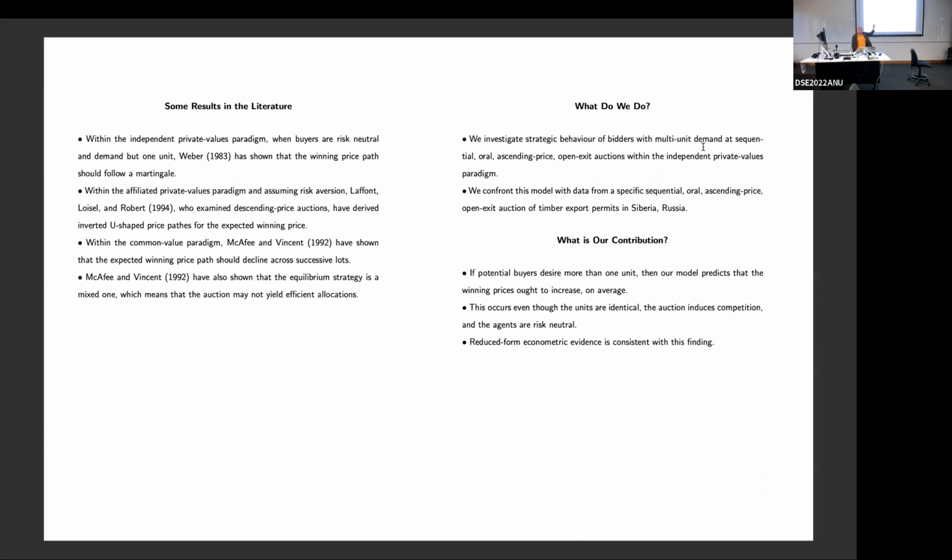If you want to get any shape, then Lafonoiselle and Robert put some affiliation in, and then they got a U-shaped curve. If you do it in the common value paradigm, then McAfee and Vincent get a declining price curve. And so what we did in this paper with Donald and Robert is we had private values, multi-unit demand that was Poisson, and we were able to get a supramartingale. So the price goes up on average.